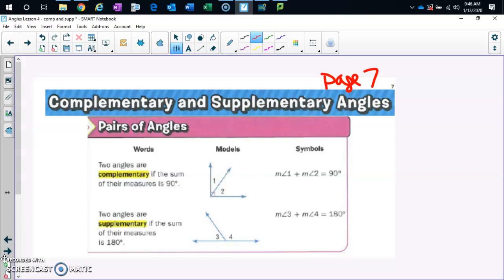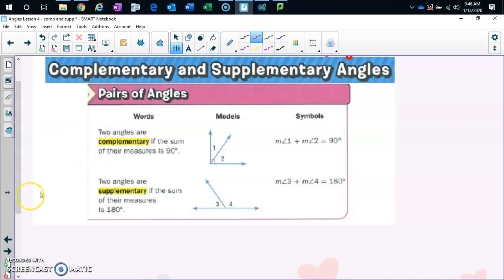All right, this is page 7 in your note packet. Two words we are learning today are complementary and supplementary. The definitions are right on page 7. Two angles are complementary if the sum, what does the word sum mean? Add together. Two angles add together to give you 90. Okay? Complementary. Two angles add together to give you 90. Two angles are supplementary if their sum, which means they add together, is 180.